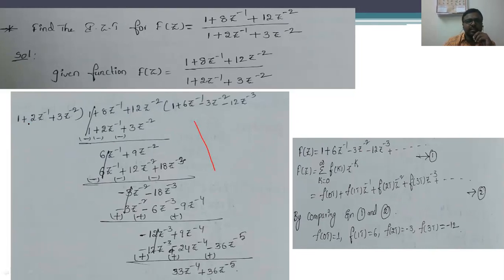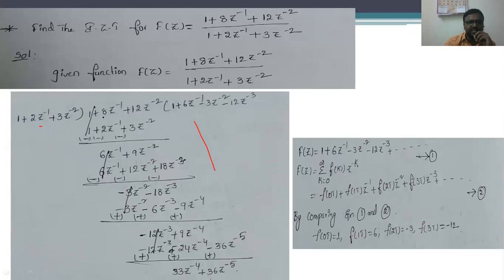So that is nothing but it is the divisor and we use the dividend value. 1 plus 8 z inverse plus 12 z power minus 2, and this is the denominator value we are going to get. So in order to cancel the values of 1, that is the constant value, we have to multiply this particular denominator value with 1. Therefore, we are going to get the expression 1 plus 2 z inverse plus 3 z power minus 2.